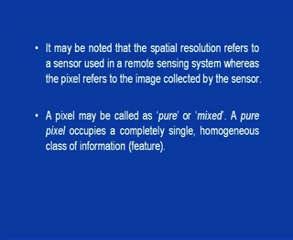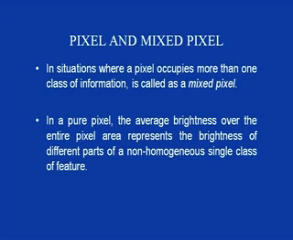It may be noted that the spatial resolution refers to the sensor used in a remote sensing system, whereas the pixel refers to the image collected by the sensor. A pixel may be called pure or mixed. A pure pixel occupies a completely single homogeneous class of information or feature. In situations where a pixel occupies more than one class of information, it is called a mixed pixel.